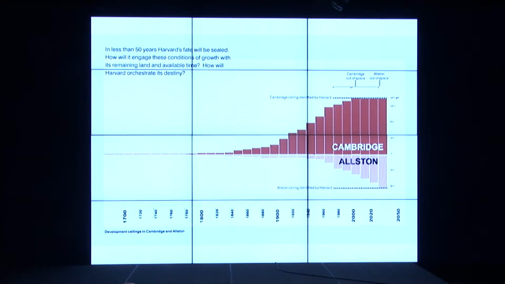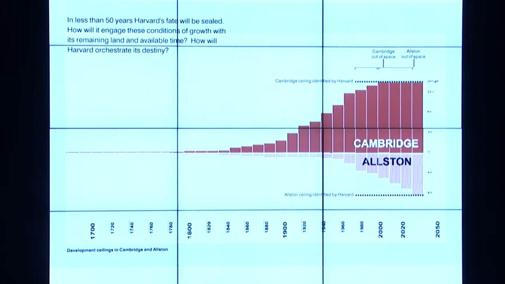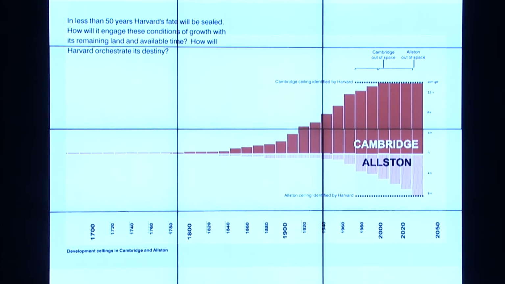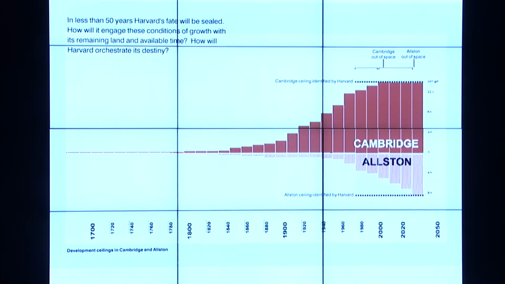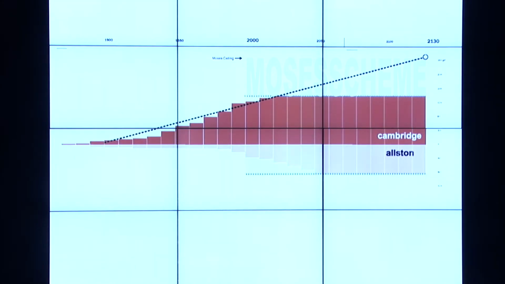Next slide, please. So this is a post-design diagram, if you will, that shows that the Cambridge side of Harvard is going to max out soon in terms of the amount of space available to grow, given its current rate of construction. And even with its land holdings in Allston, which are about the same size as its land holdings in Cambridge, it too will run out of space very soon given the current rate of construction. Next slide, please. But with the Mosque scheme, by moving the river to the south, it provides Harvard with an additional 131 acres in the middle of its land holdings that would allow it to grow until 2130 at its current rate of growth.